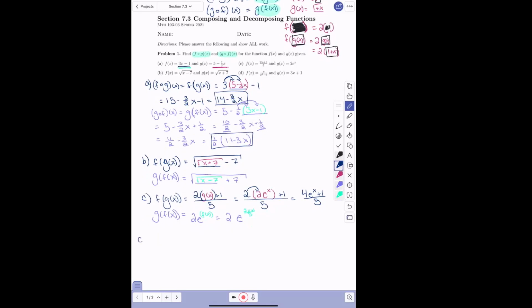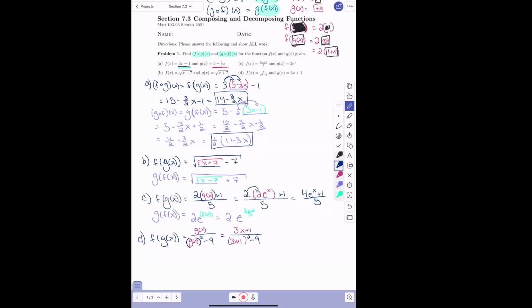Okay. Lastly, we have f of g of x, which we could write as, this time g of x is plugged in 2 places, so we have g of x in the numerator divided by g of x squared minus 9, which is equal to g of x, which is 3x plus 1, divided by 3x plus 1 squared minus 9.